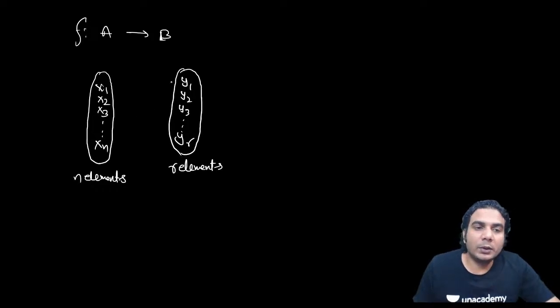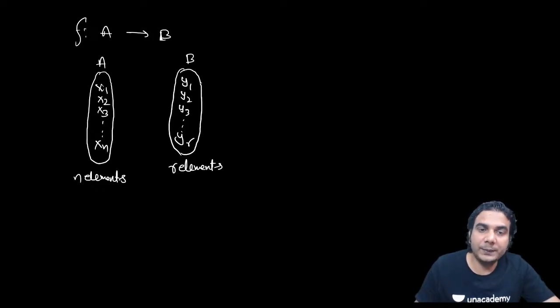Then total number of mappings. What is the condition for a mapping from A to be a function of mapping? Every element of set A should map to one element of set B, and no element should map to more than one element. All right. Let me repeat. Every element of set A.